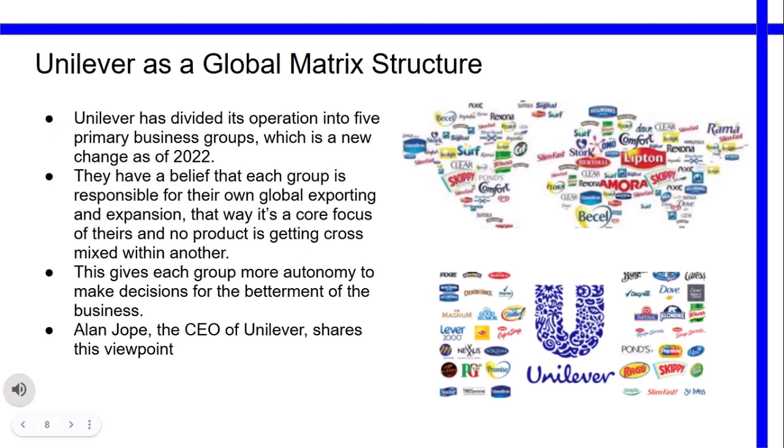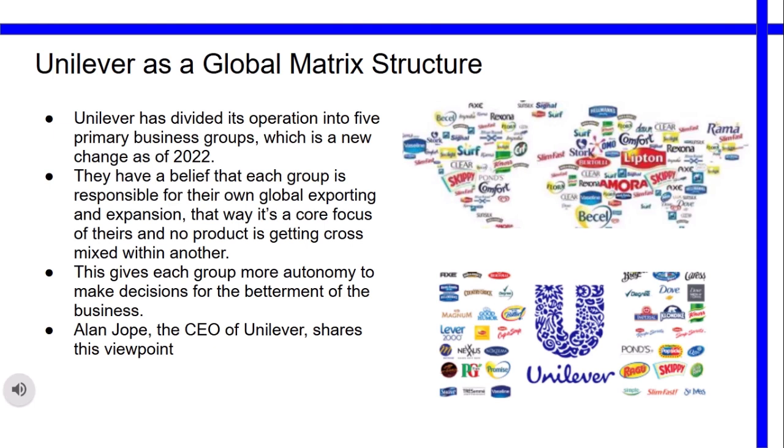As stated previously in our presentation, Unilever has divided its core competency into 5 business groups, which is a new change as of 2022. This allows each group to monetize and perfect their own division while also finding out where their products can operate and expand on a global scale. They have a belief that each group is responsible for their own global exporting and expansion.